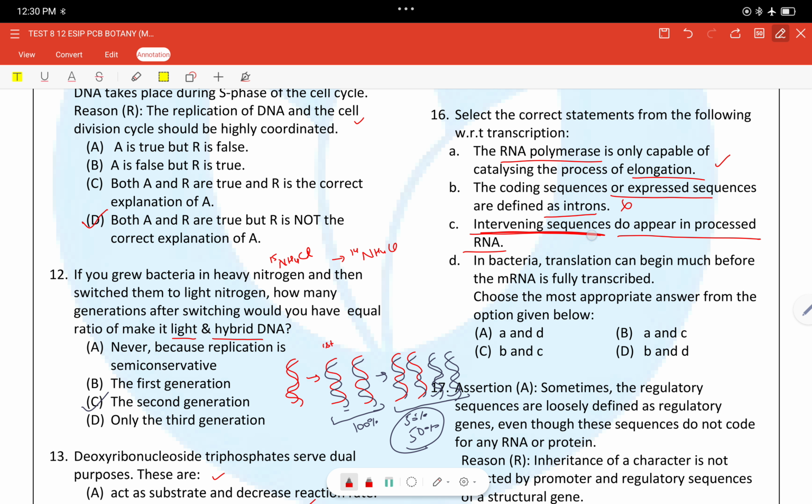Intervening sequences are removed in the process of splicing. So this statement is incorrect. In bacteria, translation can begin much before the mRNA is fully transcribed. This is correct. That is why in bacteria, transcription and translation are coupled reactions. So the correct statement is A and D.